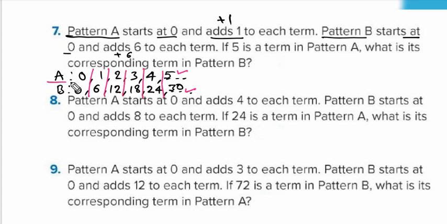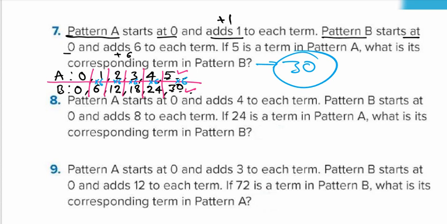Now what is the relation? The relation is 5 times 6 if you see. So each time, 1 times 6, 2 times 6, 3 times 6, 4 times 6, 5 times 6. So if you see every time you multiply by 6, that is the relation. But this is asking only for the corresponding term. So in pattern B, the term will be 30.